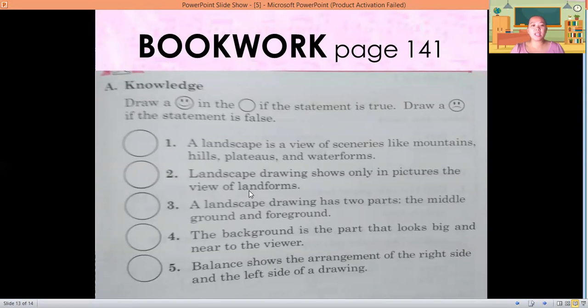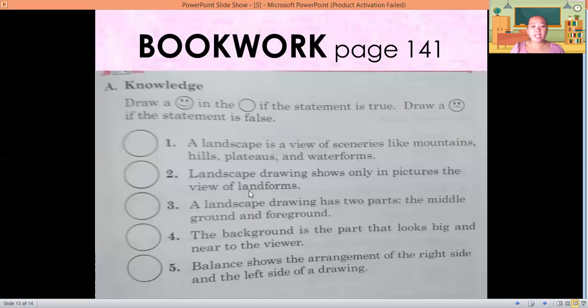Next, number 3. A landscape drawing has two parts, the middle ground and the foreground. True, happy face, or false, sad face? I will repeat. Number 3, a landscape drawing has only two parts, the middle ground and the foreground. Is it true, happy face, or false, sad face?